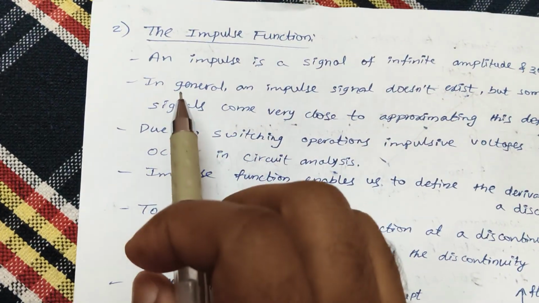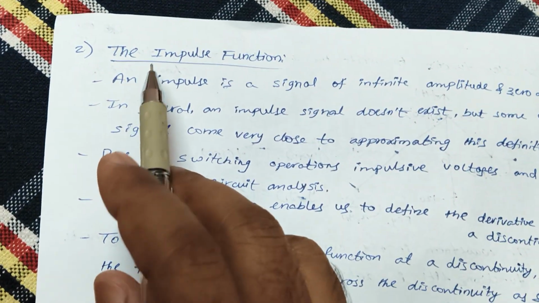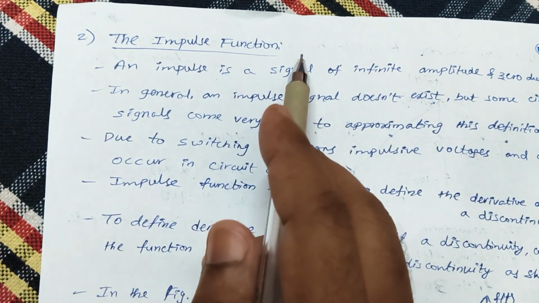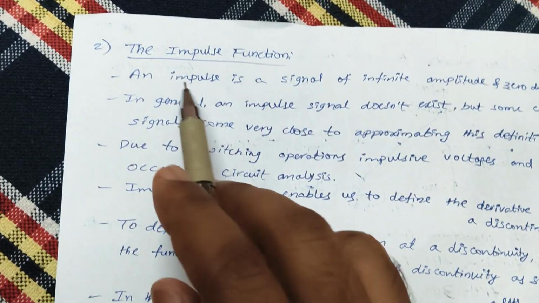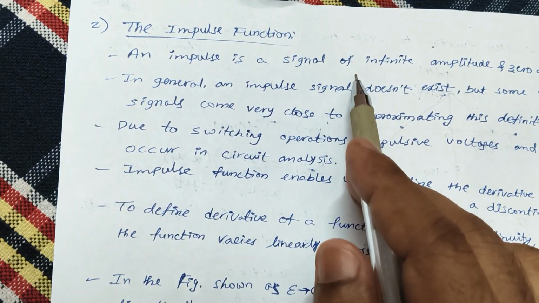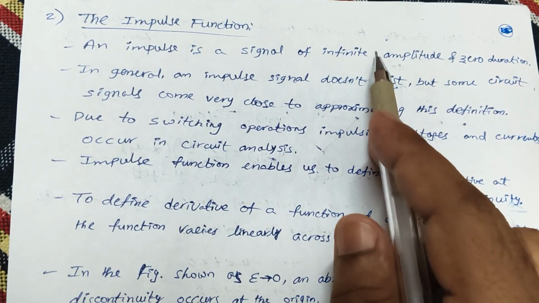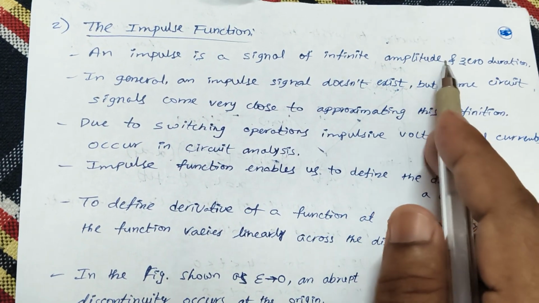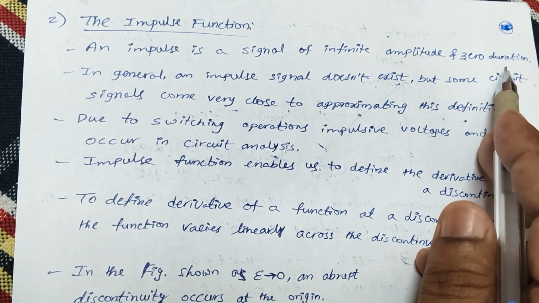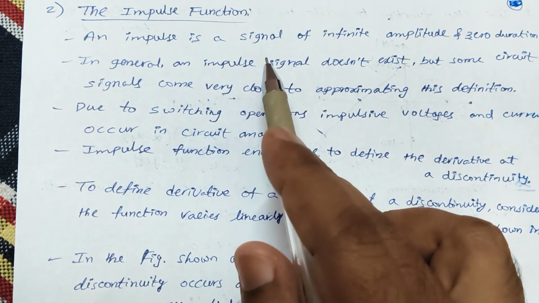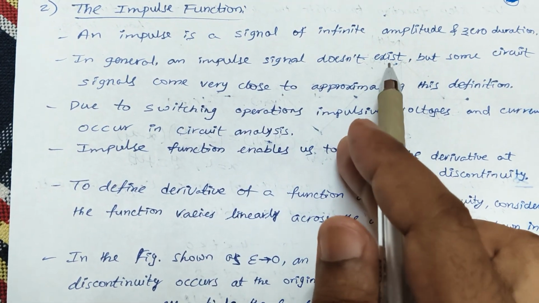Hi everyone. Another function we can consider is the impulse function. Here the impulse function is a signal of infinite amplitude and zero duration. This is practically not possible, infinite amplitude at zero duration. In general, an impulse signal does not exist.